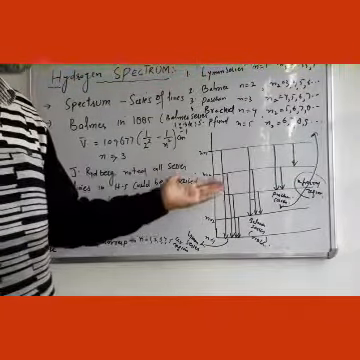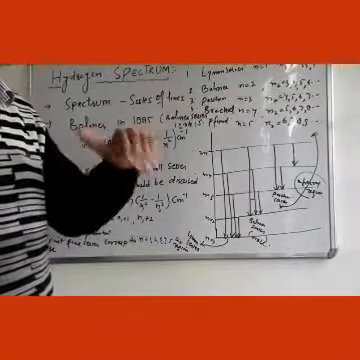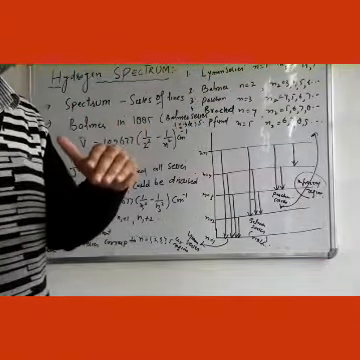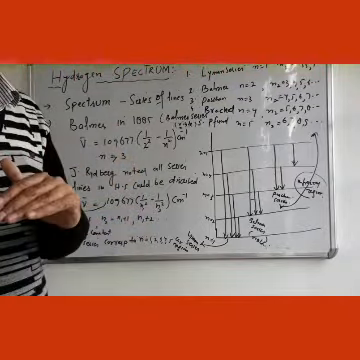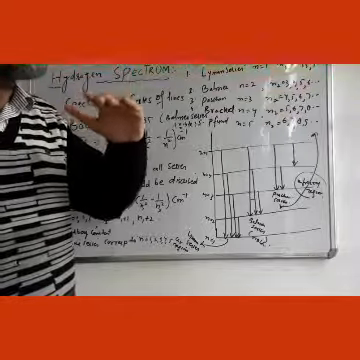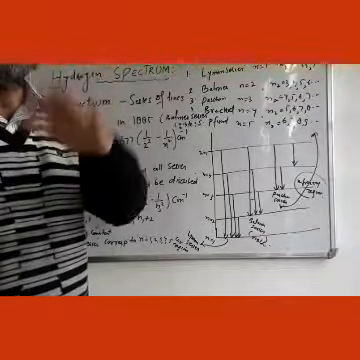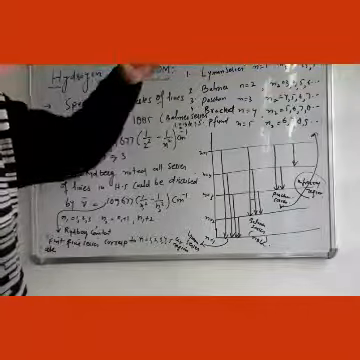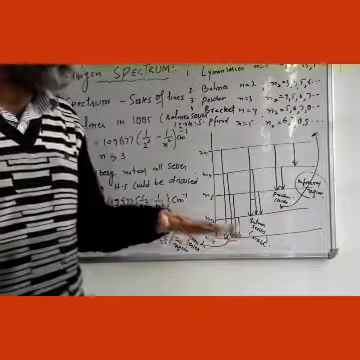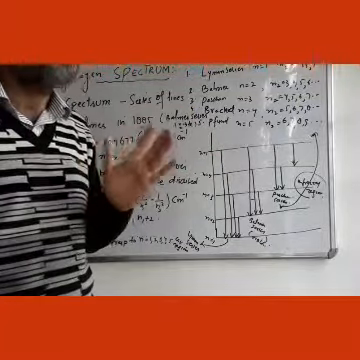How do these lines appear in the spectrum? This is because of the electronic transitions. When atoms get excited, the electrons get excited. When electrons are excited, they try to come to stable energy levels, so they jump from higher levels to lower levels. When they jump from higher levels to lower levels, they emit a radiation which appears as a line in the spectroscope or spectrograph.